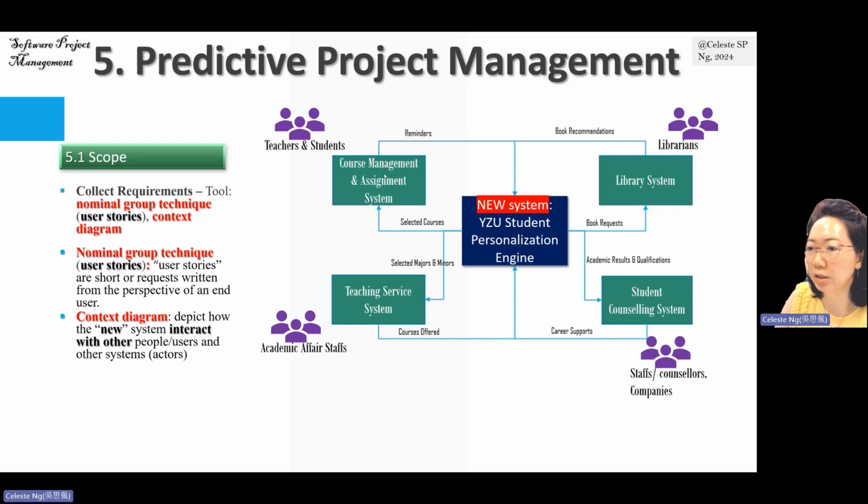And why is this required? It's based on the user requirements, based on the user stories of what is needed. So we will call in the integration with this system. And then from the user requirements that we have identified from the nominal group technique, we know that our new system also needs to talk to or integrate with our library system. We also need to talk with our student counseling system. This new system also needs to communicate with the teaching service system.